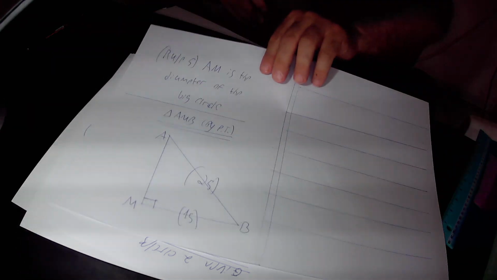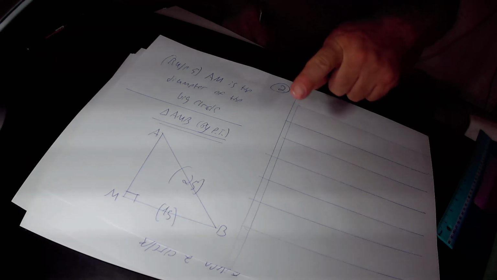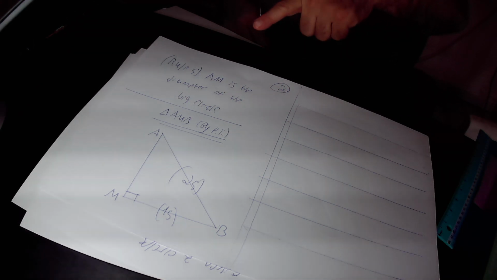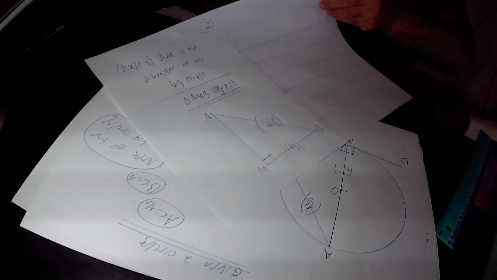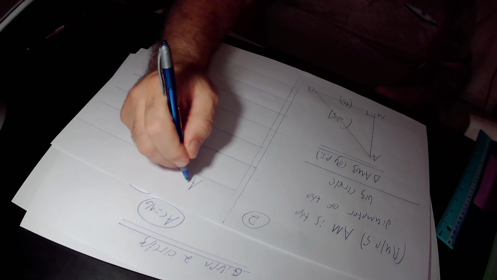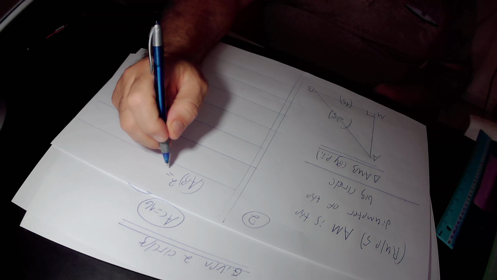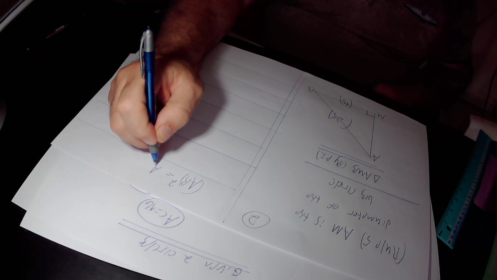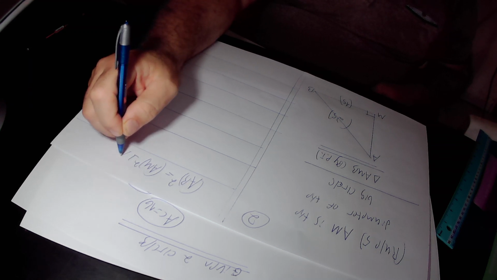So actually, this is the right triangle A and B copied from the original drawing. According to the Pythagoras theorem, in this right triangle, AB squared, that is the square of the hypotenuse, equals AM squared plus MB squared. So I write it down: AB squared is equal to AM squared plus MB squared.